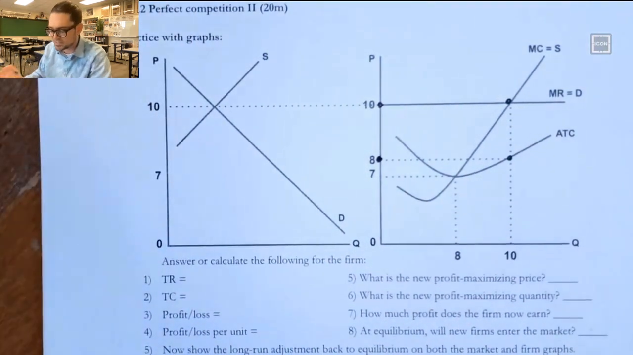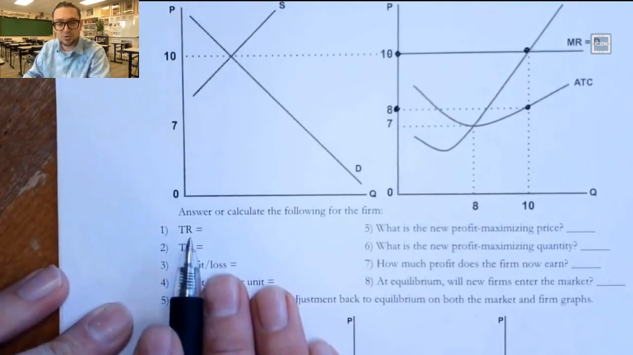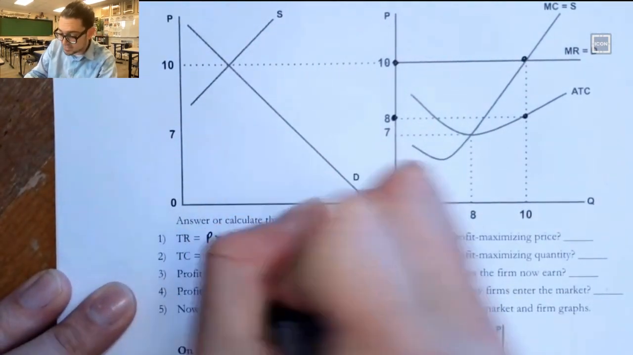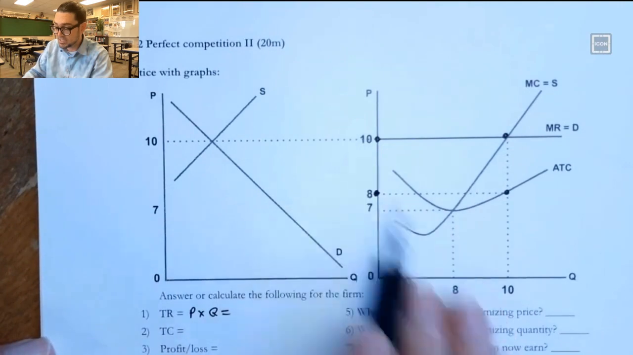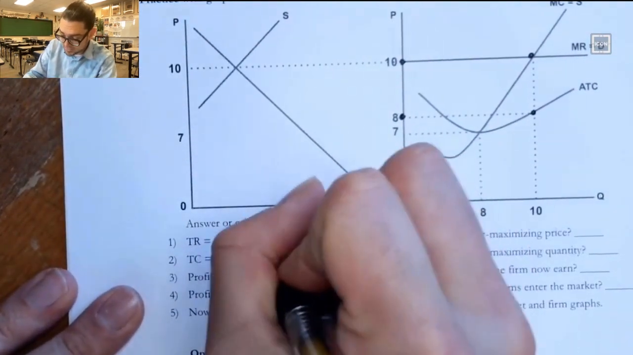We've got a whole bunch of other things that we need to do. So we're going to take a look at that. Let's see, answer or calculate the following for this firm. Total revenue. So total revenue is just our price times quantity. And so the price here, $10 times the quantity, 10, that's $100.